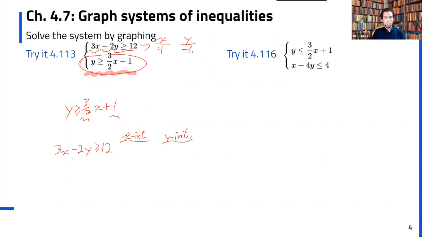If we want to find out what the x-intercept is, y is equal to 0. So if we look at this equation here, when y is equal to 0, so 3x minus 2 times 0, the thing with the y is disappearing. So just forget that. What's remaining? 3x equals 12. Okay, so x is equal to 4. The x-intercept will be equal to 4.